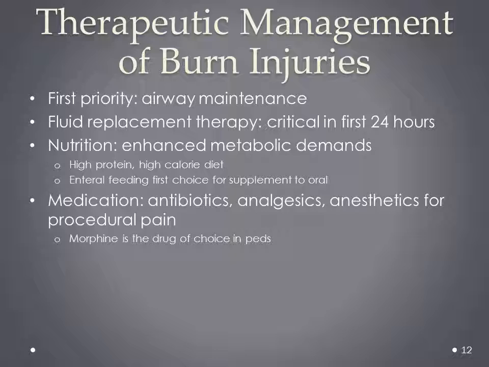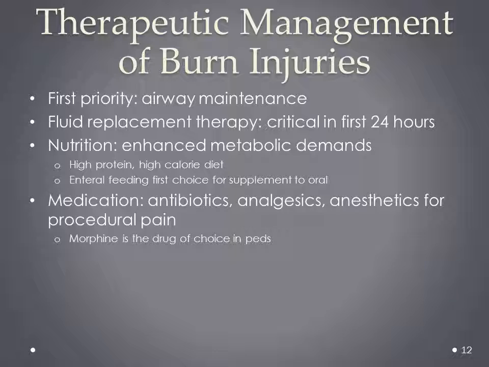So what we want to do is we want to meet their metabolic demands with high protein and high calories. And most children that are burned are not going to be able to eat the amount of calories that they need to meet their metabolic demands. So we will probably do some type of enteral feeding to supplement their oral intake. If we cannot meet their demands with an enteral feeding, then we're going to have to do TPN.